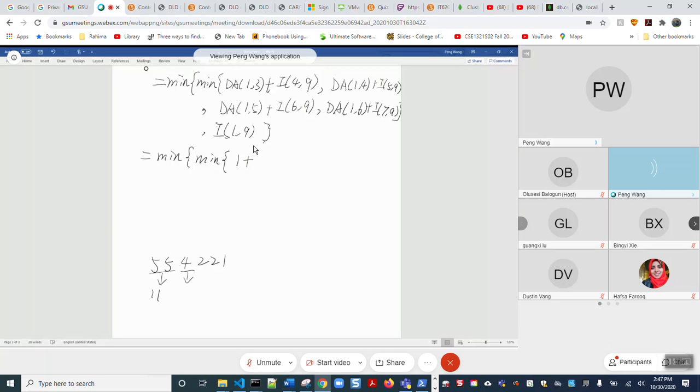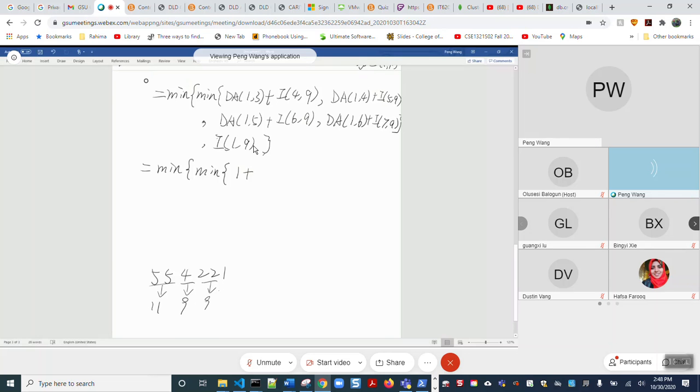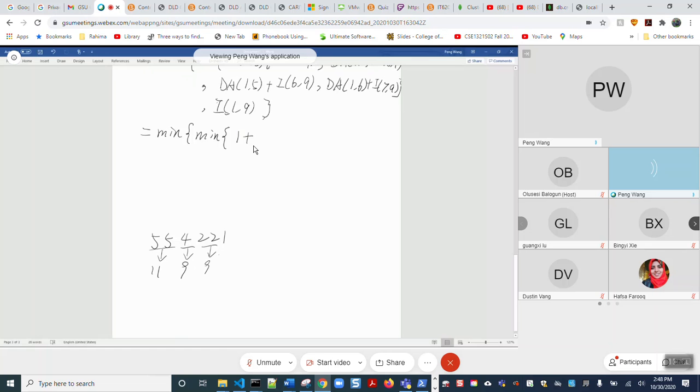And make all of them 4, then the result will be 9. And make them all 2, it is also 9. And make them all 1, definitely it's larger than 9. So the smallest one is 9. So it's 1 plus 9.